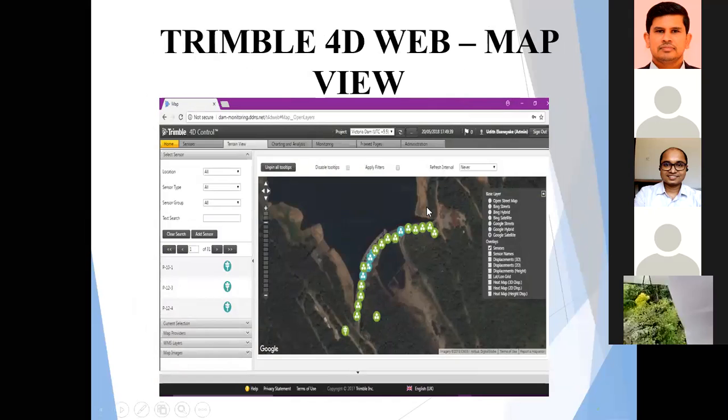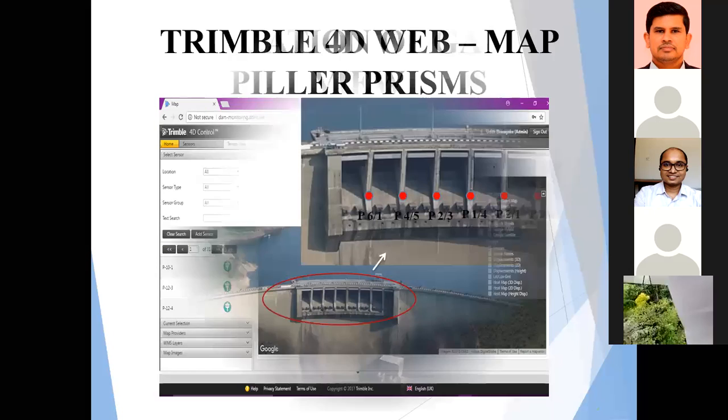You can see green color, blue color, because we have set some alarms. If some prism moves more than expected, we can obtain an alarm saying that the prism has moved more than expected. So that alarm system is also very useful in this monitoring system.